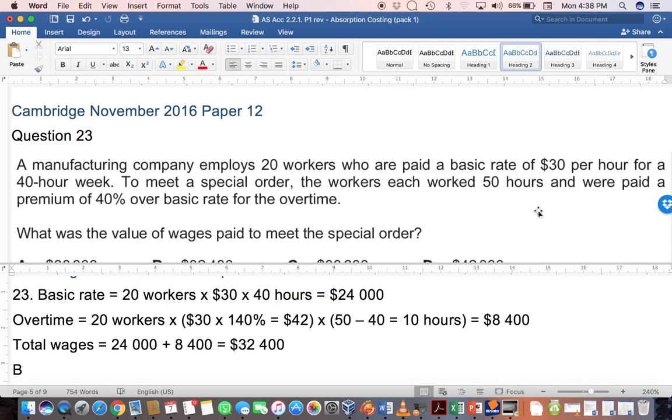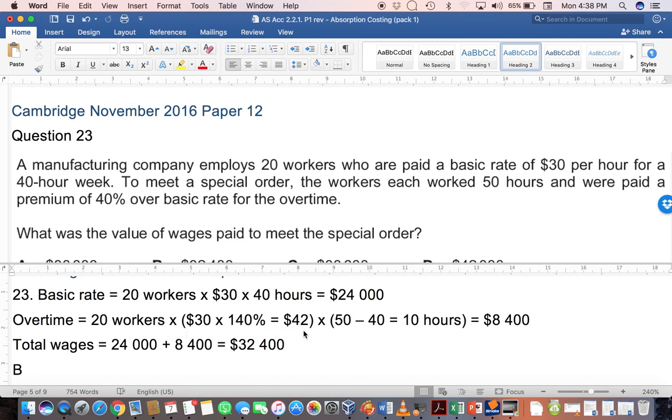So, in this particular week, we can see that they worked 50 hours. Those 50 hours now need to be calculated by firstly looking at the 40 hours that would have been normal time times the rate of $30 per hour times 20 workers to get a total amount of $24,000 for the normal time for those direct wages.